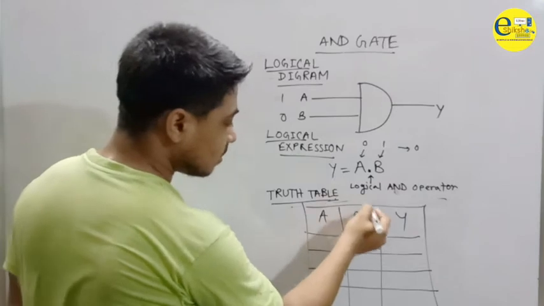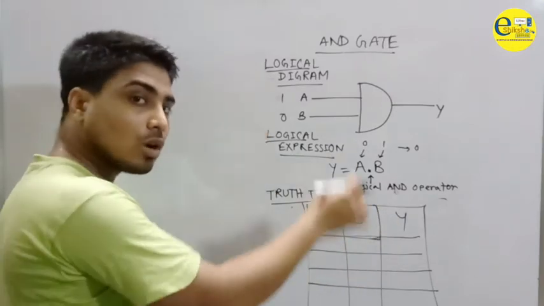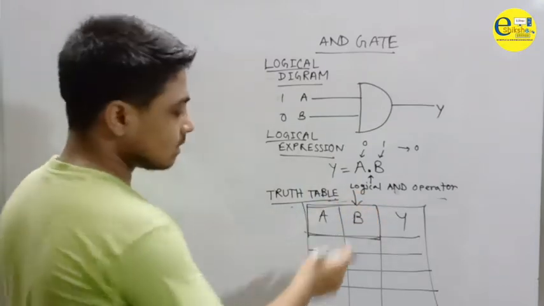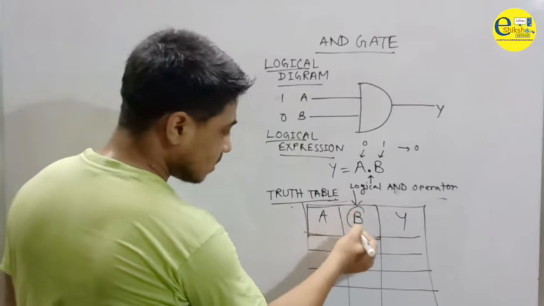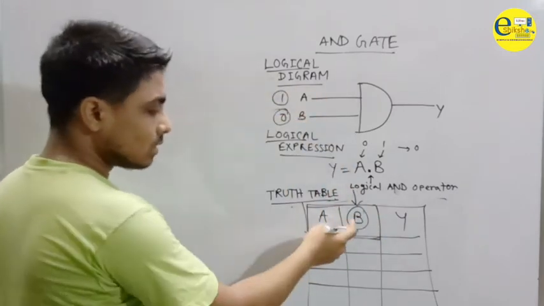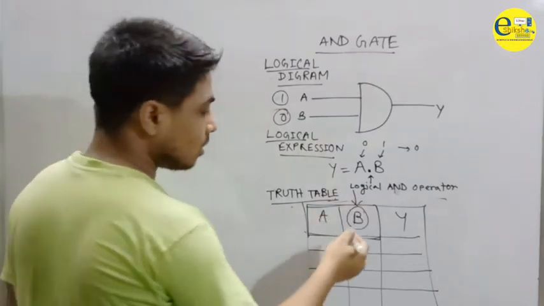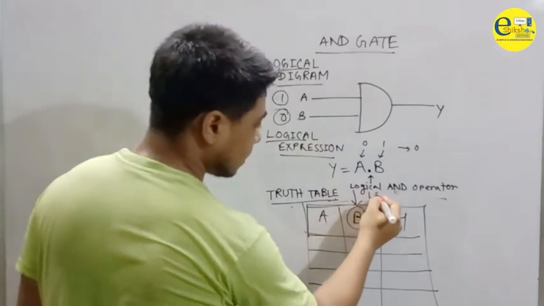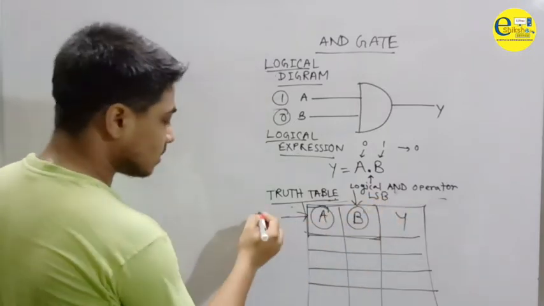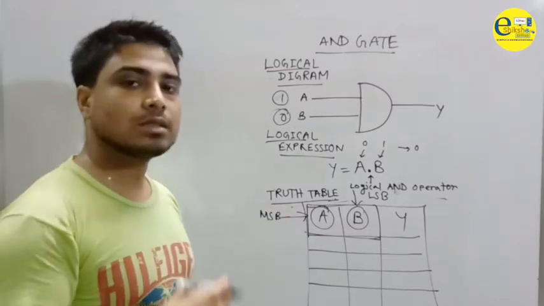So start from the input part, the first column of the input. Both A and B are inputs, and each consists of 1 bit. This last bit, B, is called the least significant bit, LSB, and the first bit is considered as MSB, most significant bit.